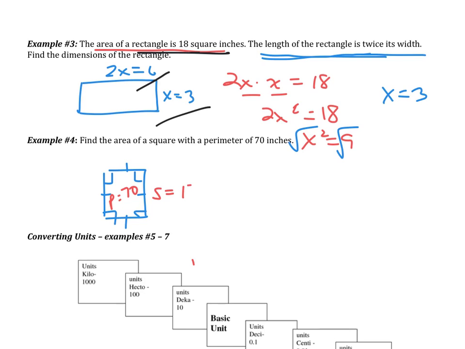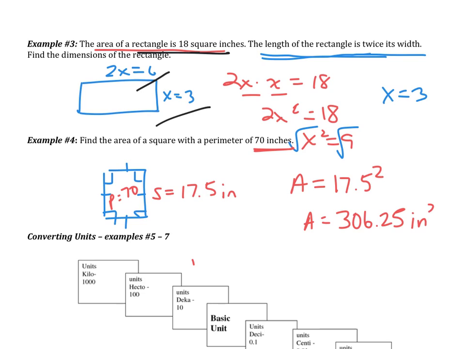17.5 I heard. Okay? And since it's 70 inches, that'd be 17.5 inches. All right? How do I use the 17.5 to find the area? Square. Just square it. So what's 17.5 squared? I got it. I don't think it's right though. It should be above 300. Okay, yeah, 306.25. 306.25 inches squared. Okay? Questions?